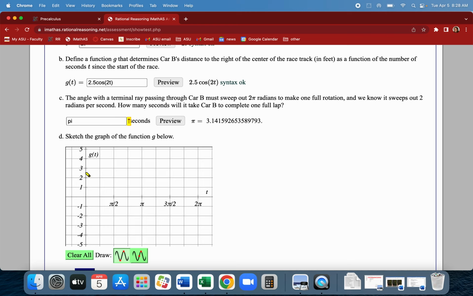At the beginning, it's 2.5 units to the right of the center. And by the time I get back to pi units, it's also going to be at that same height. But I can't make this graph here. I'm going to click and make a graph.